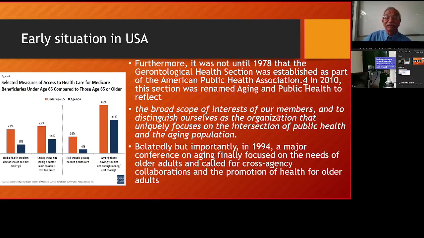The broad scope of interest of our members and to distinguish ourselves as an organization that uniquely focuses on the intersection of public health and the aging population. And belatedly but importantly, in 1994, a major conference on aging finally focused on the needs of older adults and called for cross-agency collaboration and promotion of health of older adults. So in 1994, for the first time they had a big conference to understand what the challenges are. And this is the need of the society. Today or tomorrow in Colombia also, the public health department will have to look at how to resolve these challenges in the system.